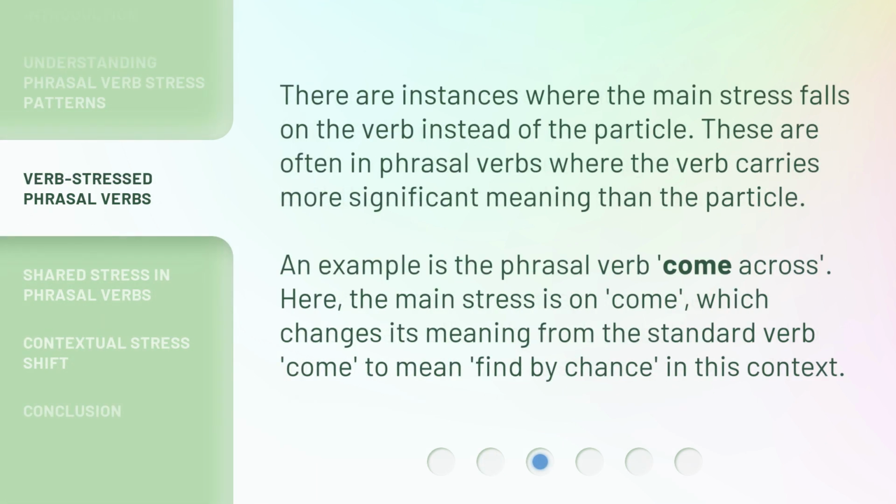There are instances where the main stress falls on the verb instead of the particle. These are often in phrasal verbs where the verb carries more significant meaning than the particle. An example is the phrasal verb, come across. Here, the main stress is on come, which changes its meaning from the standard verb, come, to mean find by chance, in this context.